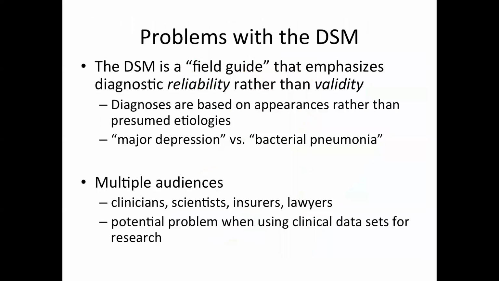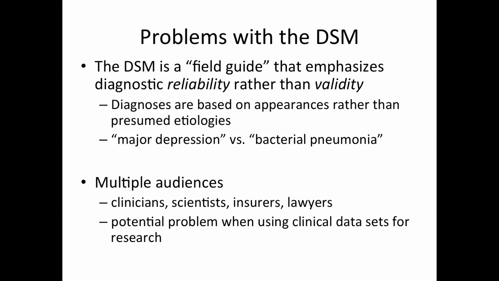So what do I mean by that? And what are some of the problems with the DSM? What I mean when I call the DSM a field guide is that it emphasizes diagnostic reliability rather than validity. Reliability just means that two clinicians who examine an individual for DSM diagnostic criteria will come up with the same diagnosis more often than not. That is different than biological validity, and for most diagnoses, there's really no reason to think that they represent discrete, biologically homogeneous disease processes.